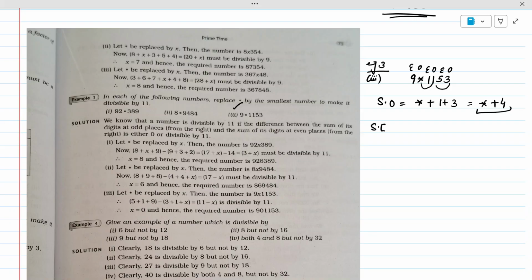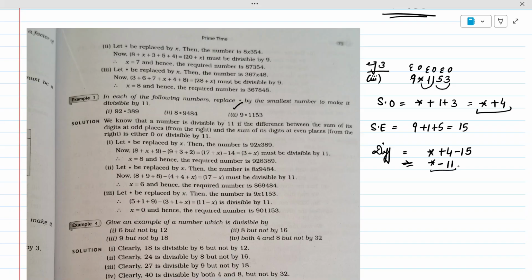Next, the sum of the digits at even places. I am writing this as S.E. This will be 9 plus 1 plus 5, which is 15. So we have got the sums. Now we have to find the difference. This is star plus 4 minus 15, which will give us star minus 11, right?